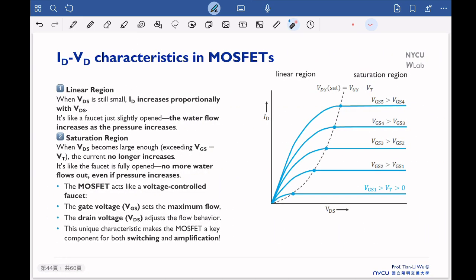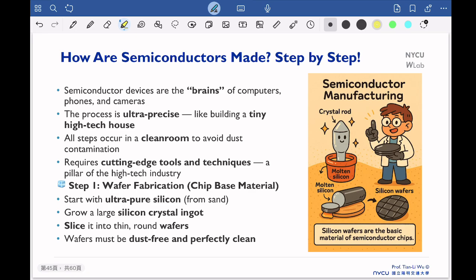For the MOSFET, we have another very important characteristic, but here I won't talk about it again because it's a little bit complicated. Just so you know, we are also interested in the ID-VD characteristic. We have a linear and a saturation region, and if you are interested, you can look at it later. So finally, just another 5 minutes is enough for me to talk about semiconductor fabrication.